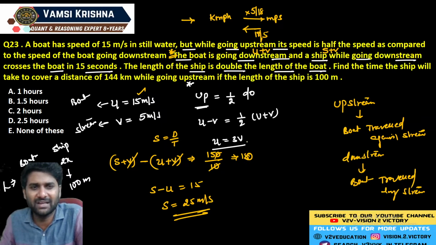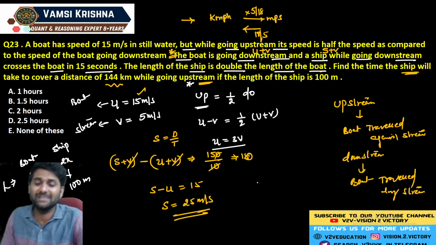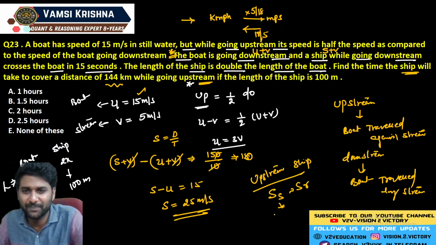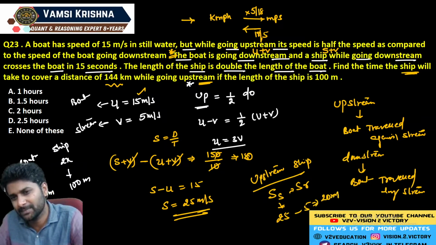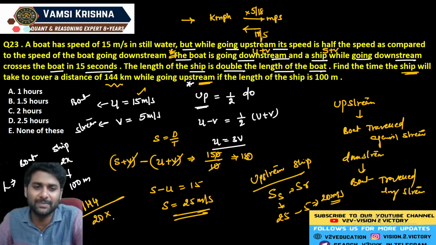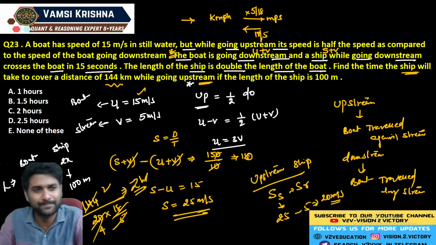Now see the information finally. There is a distance of 144 kilometers, and the ship is traveling upstream. How much time does it take? Upstream for the ship means the speed of the ship minus the speed of the river. The speed of the ship is 25 and the speed of the river is 5, so it is exactly 20 meter per second. So the final answer is 144 divided by 20, converted from meter per second by multiplying by 18 by 5. 4 times 18 fours are 72, 72 twos are 144. So the answer is 2 hours.